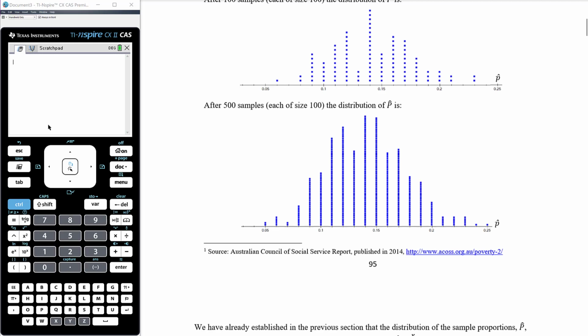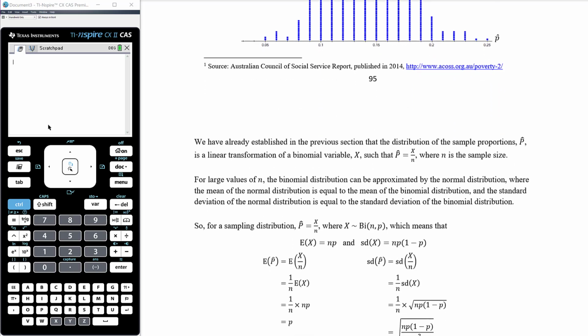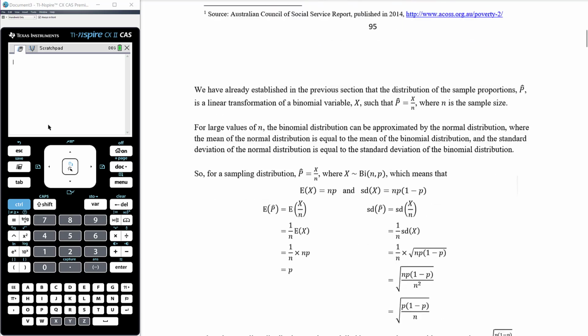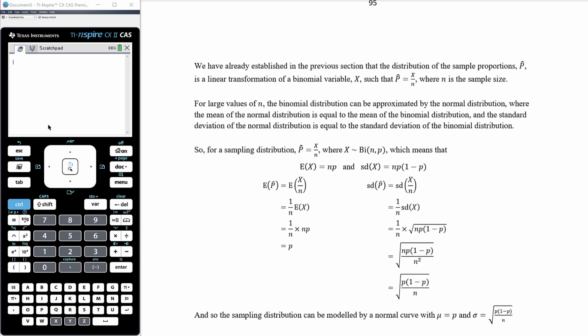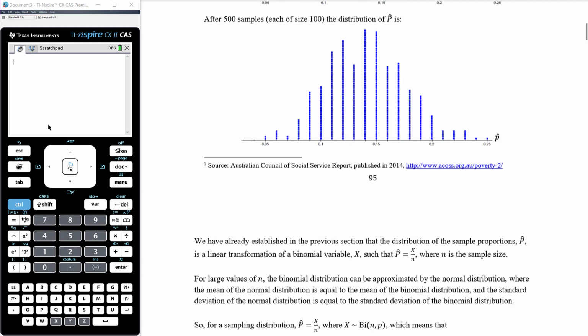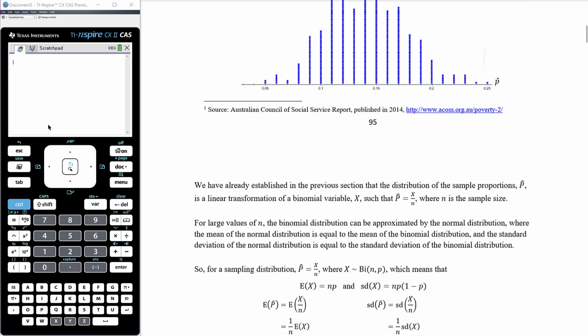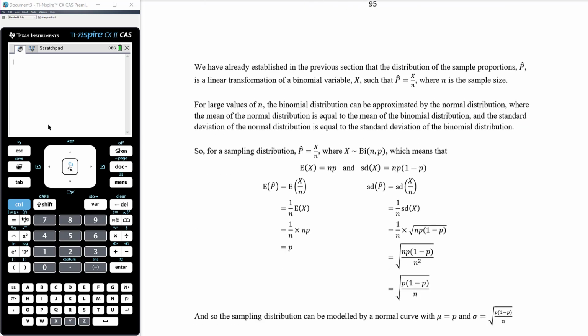And so what we actually know is that, as we previously established, the sample distribution of p hat is a linear transformation of a binomial variable x, such that p hat is x divided by n, where n is the sample size. And we know that for large values of n, the binomial distribution can be approximated by the normal distribution. So we're seeing here that actually this could be reasonably well approximated by a normal distribution. And we're only looking here at samples of size 100. If we had even larger samples, it would be even better.